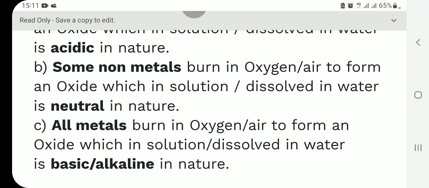All metals burn in oxygen or air to form an oxide which is basic in nature when dissolved in water. Basic and alkaline are the same: alkalinity and basicity.